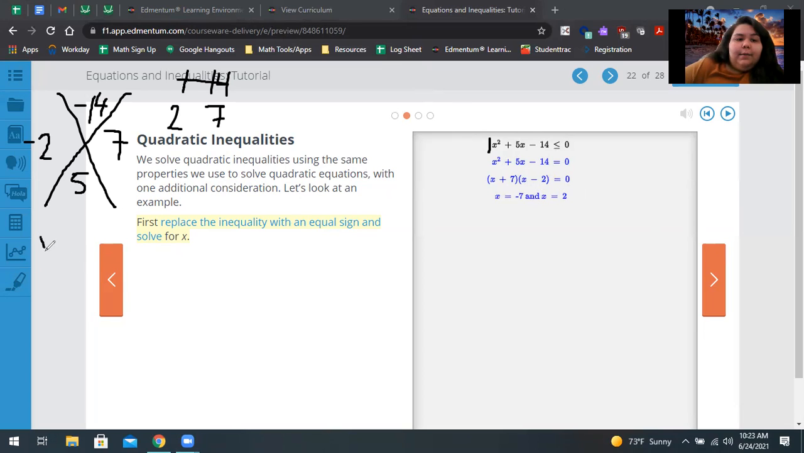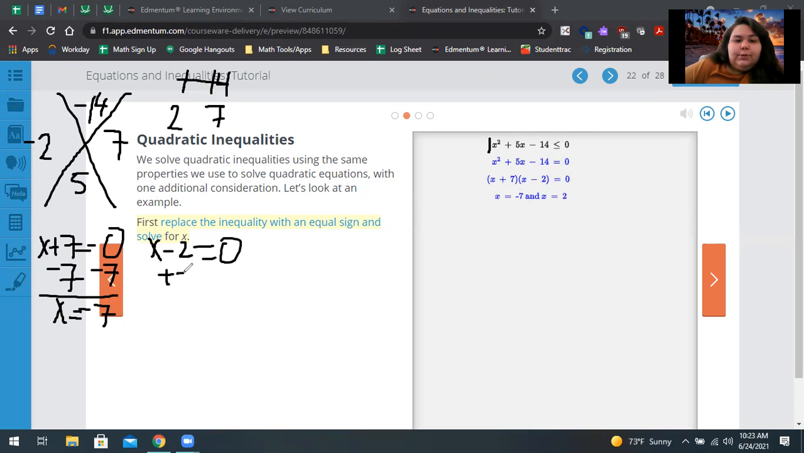So x plus 7 is equal to 0. You subtract 7 on both sides. There's our answer of x equals -7. And x is equal to 2, they did that factor of x minus 2 is equal to 0. You add 2 on both sides. x is equal to positive 2. So let's take a look at their next step here.